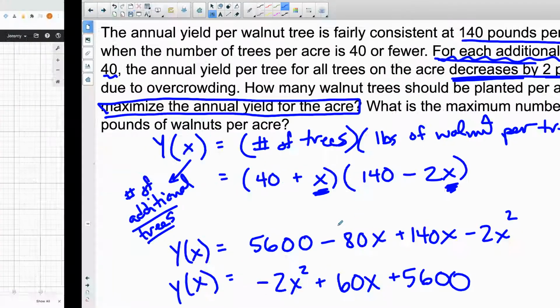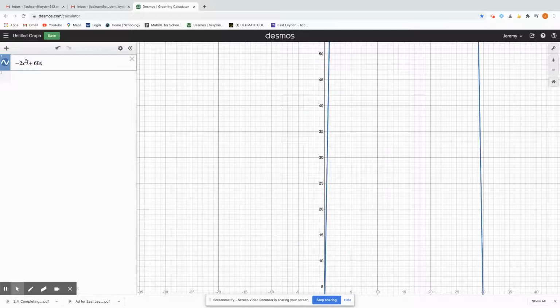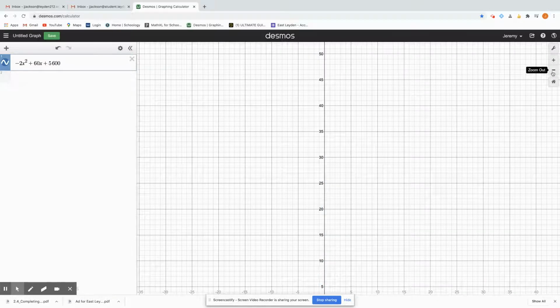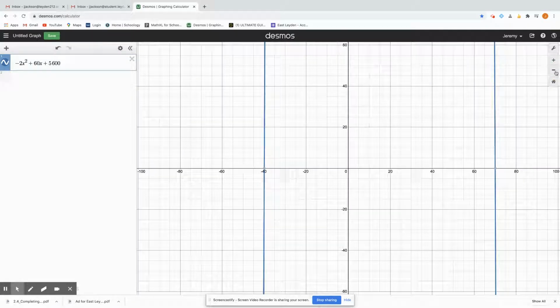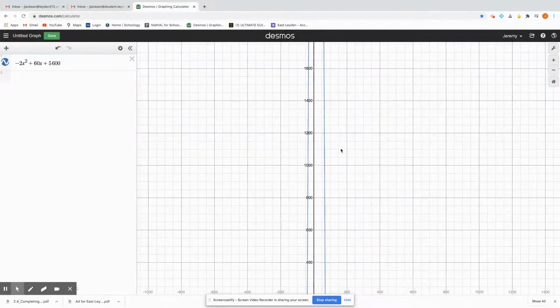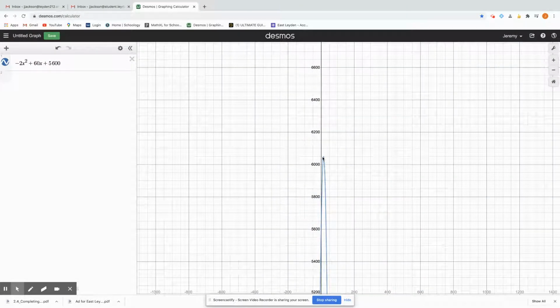So from here, if we want to maximize this, we go to our graphing utility: negative 2x squared plus 60x plus 5600, and there goes our graph. Gone. Even if we go to our smallest window, we zoom out, we eventually start to see this, and because I'm in Desmos, I'm just going to drag and drag until I get to that very top point, which is right here. And what do we have? We have an X value of 15 and a Y value of 6,050.